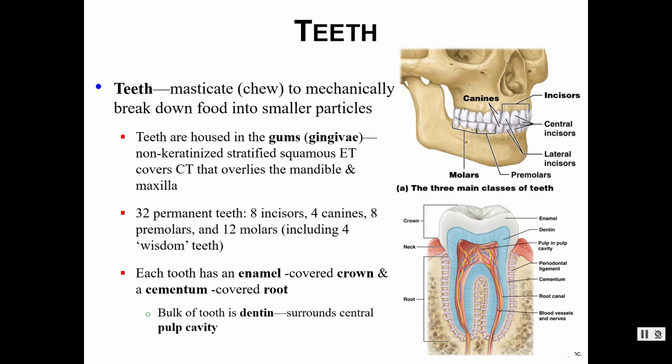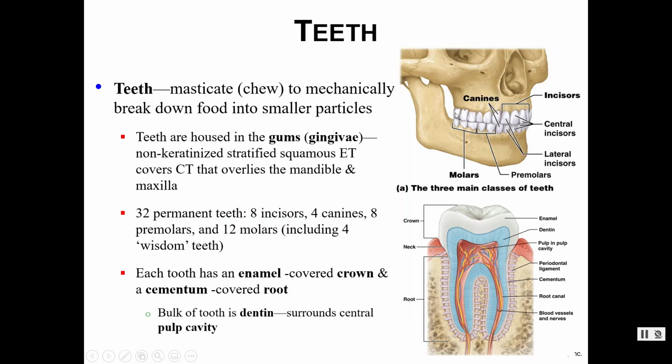You have 32 permanent teeth. 4 incisors, which are the ones on the top and the bottom right on the front. 4 on the top, 4 on the bottom, 8 total. Your 4 canines, the little pointy teeth right next to the incisors, 1 on top and bottom on both sides, for 4 total. Your premolars are next. We have 8 total, 2 on top and 2 on bottom on both sides.